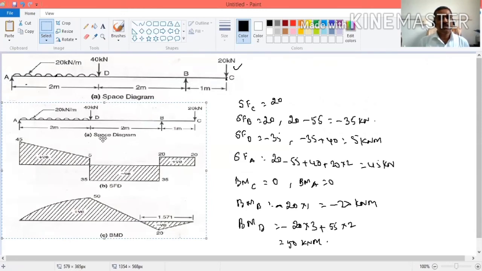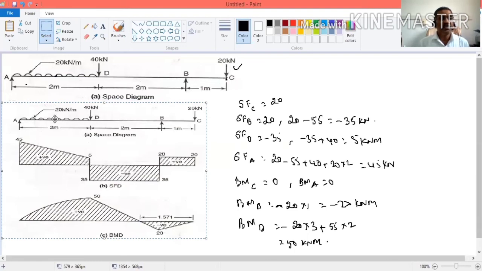Now see, this is the shear force and bending moment diagram. At A, shear force is equal to 20. The same 20 continues up to this point. Why is it uniform? Because this is a point load, and a point load means the shear force is uniform. Then it goes to minus 35, and the same continues up to this point. Then it goes to plus 5, and from here it goes to 45. Why is it uniformly varying? Because of the uniformly distributed load.